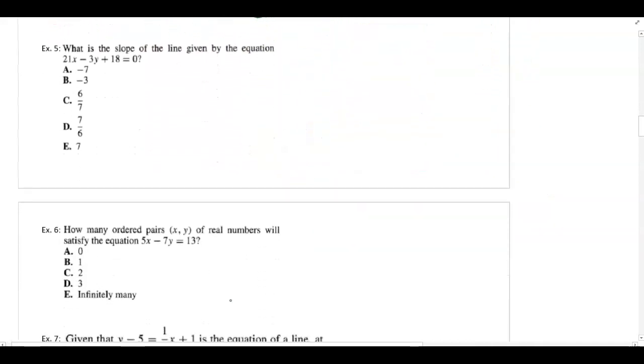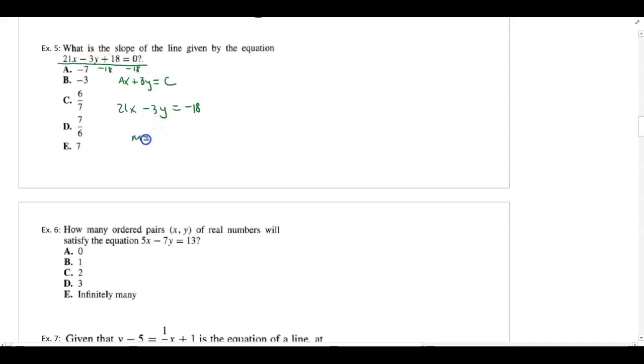Next one, what is the slope of the line? Well, right away, if I write this in standard form or I solve for y, doesn't matter, right? I'll do it 2 ways. One, I know this is ax plus by equals c. It's not equal to c because I got to subtract 18. So we would write this as 21x minus 3y equals -18. All I did was subtract 18 from both sides.